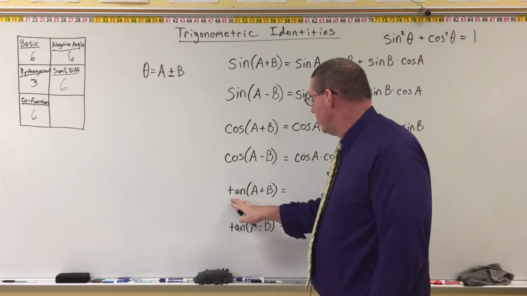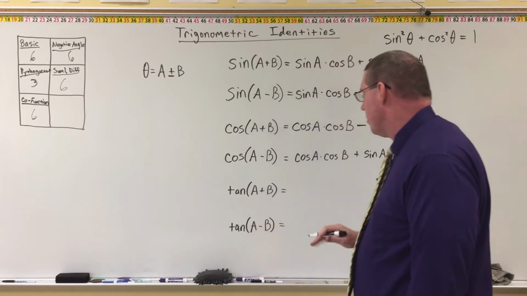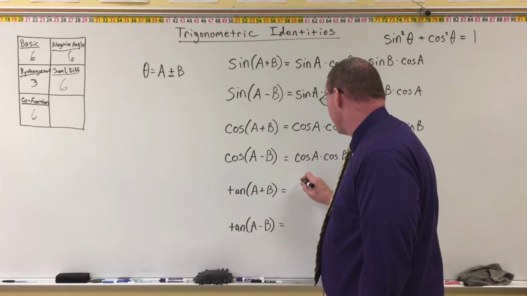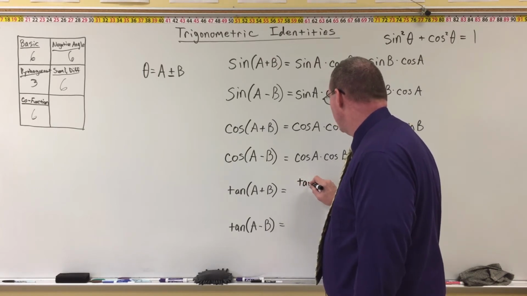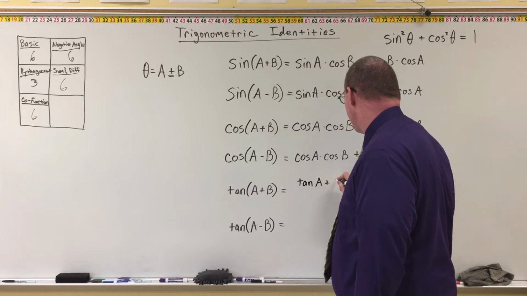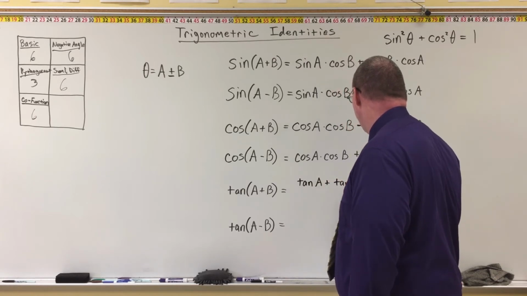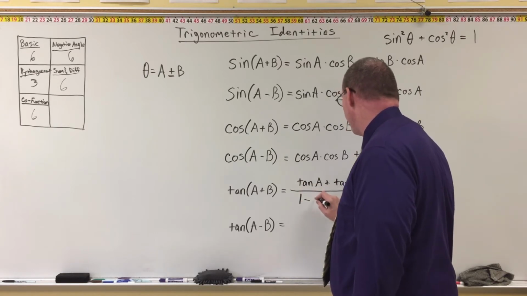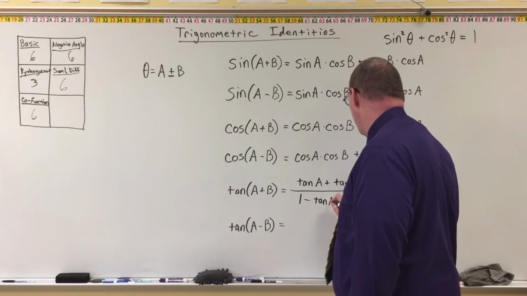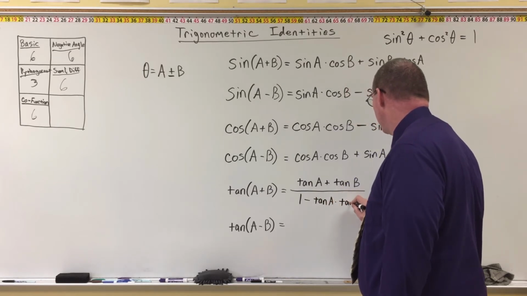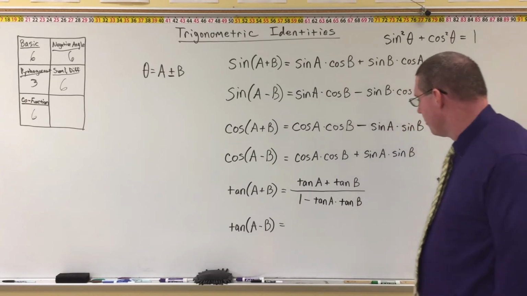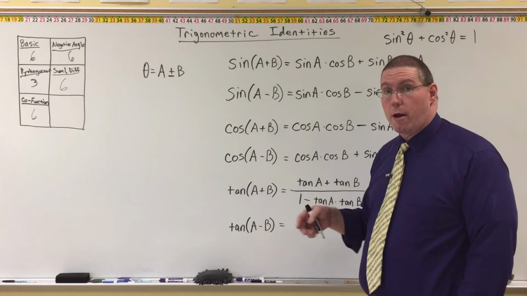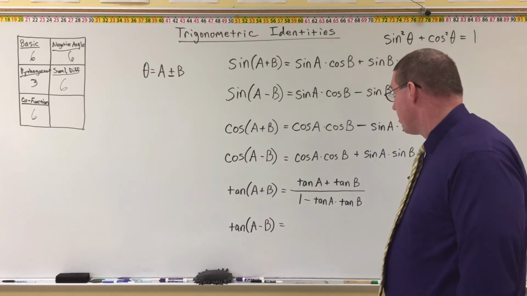All right, so now we got tangent of A plus B. This one's a little more complicated, but I think you're going to be okay. It's actually a fraction. It's tangent of A plus tangent of B over 1 minus tangent of A times tangent of B, okay? This one's definitely a lot more complicated. Like I said, all you really need to do is memorize it. Write it down 17 times, and it should be stuck in your head.